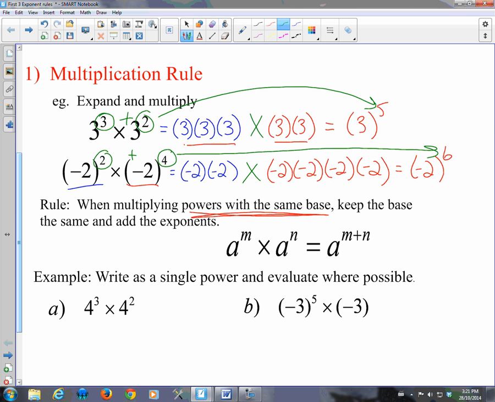So when you're multiplying powers that have the same base, we can do that little shortcut. We keep the base the same and we add the exponents. So if I have any base with any exponent times any base with any exponent, my shortcut is I keep the same base and I add my exponents together. So I don't have to expand it all out.